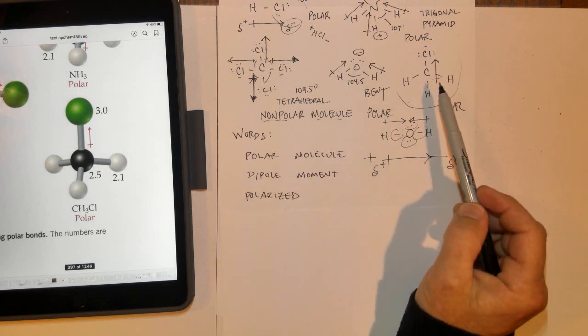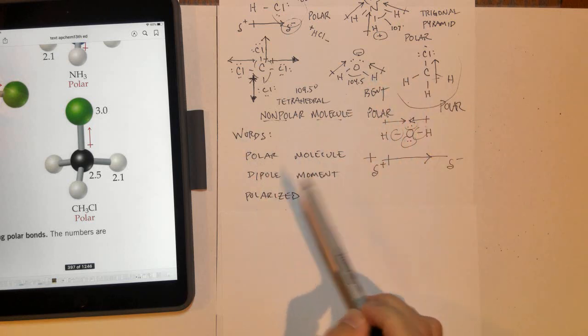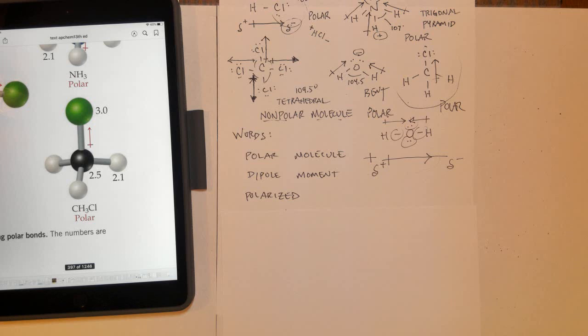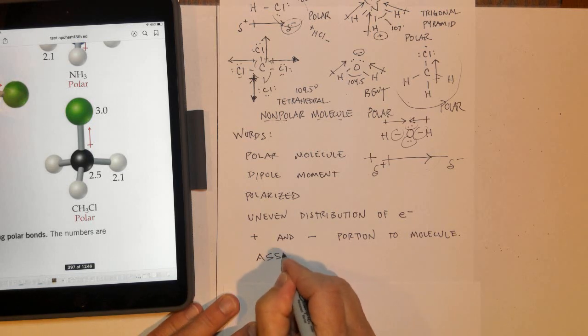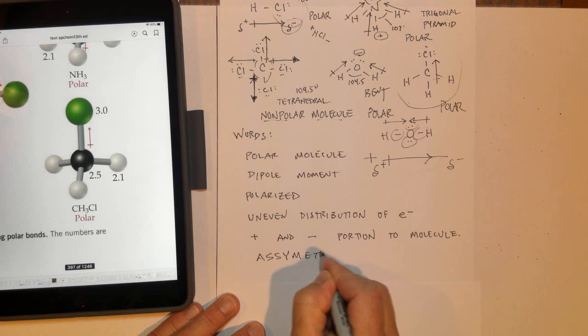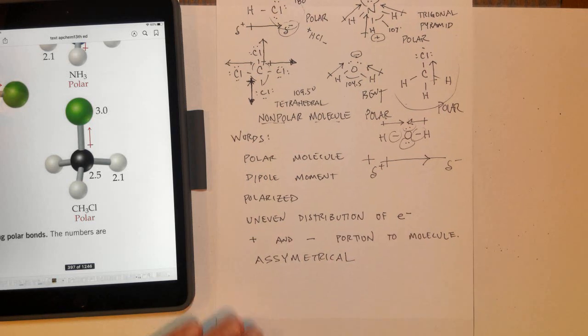These are what are called polarized molecules. That's another way to say a polar molecule is a polarized molecule, or the molecule is polarized. What does it mean to be polarized? It means there's an uneven distribution of electrons throughout the molecule, either because they're polar bonds, but mostly because the polar bonds are asymmetrical. There are positive and negative portions to the molecule. The molecule is asymmetrical with respect to the distribution of positive and negative parts.